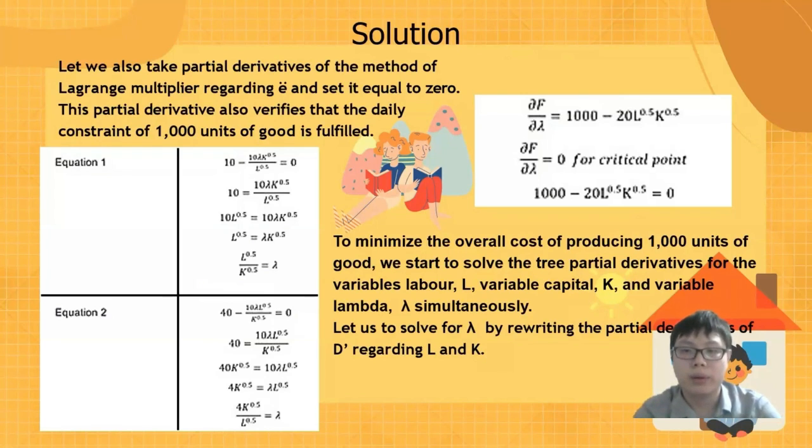Let us solve for lambda by using the partial derivatives with respect to L and K. For equation 1, we have 10 minus 10 lambda K to the power of 0.5 over L to the power of 0.5 is equal to 0. So we want to find the equation of lambda in terms of L and K. So lambda is equal to L to the power of 0.5 over K to the power of 0.5. For equation 2, 14 minus 10 lambda L to the power of 0.5 over K to the power of 0.5 is equal to 0. We also want to find lambda in terms of K and L. So lambda is equal to 14K to the power of 0.5 over 10L to the power of 0.5.